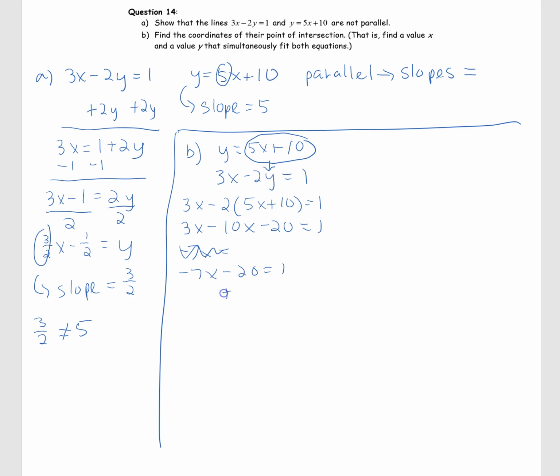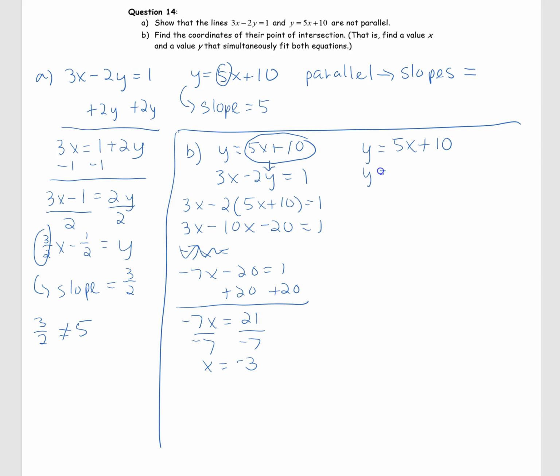Now I'm going to add 20 to both sides of my equation. This gives me -7x equals 21. I'm going to divide by -7 on both sides, and this gives me x equals -3. So now I have a value for x, and I can plug this back in to this equation, the second one here. So that's going to be the easiest.